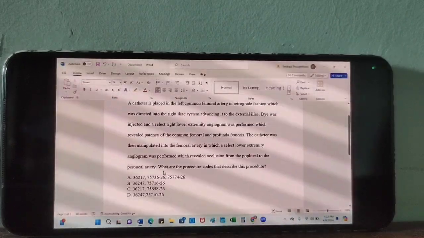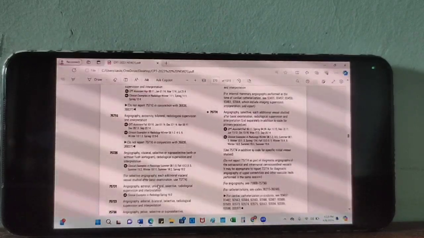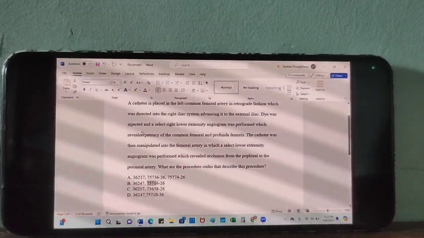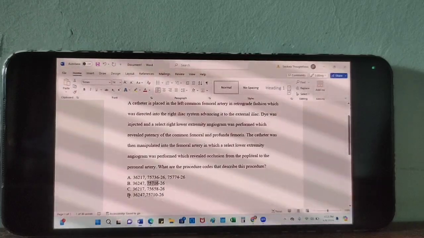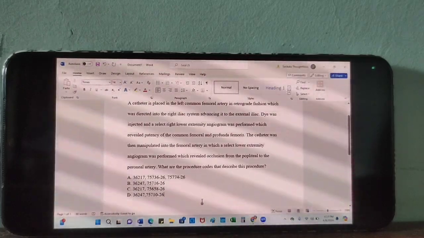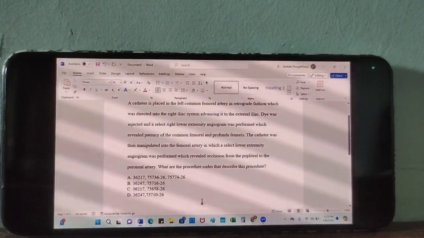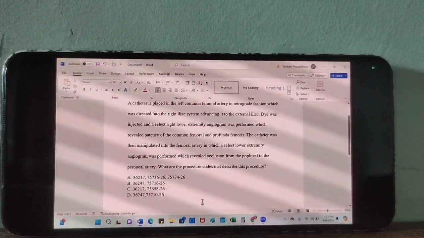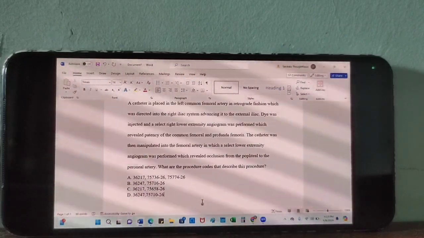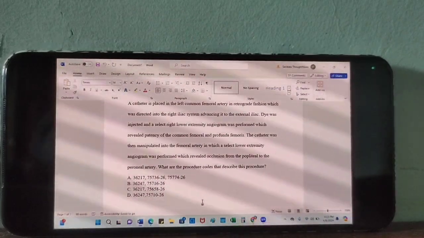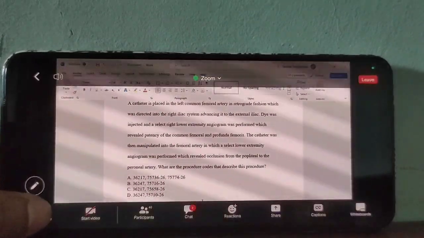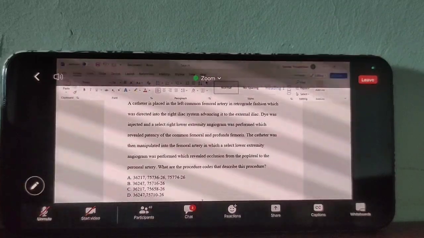That's why 75716 is for bilateral, 75710 for unilateral. So that's why option D is the correct answer. 75710 is the code for unilateral angiogram. Did you understand?